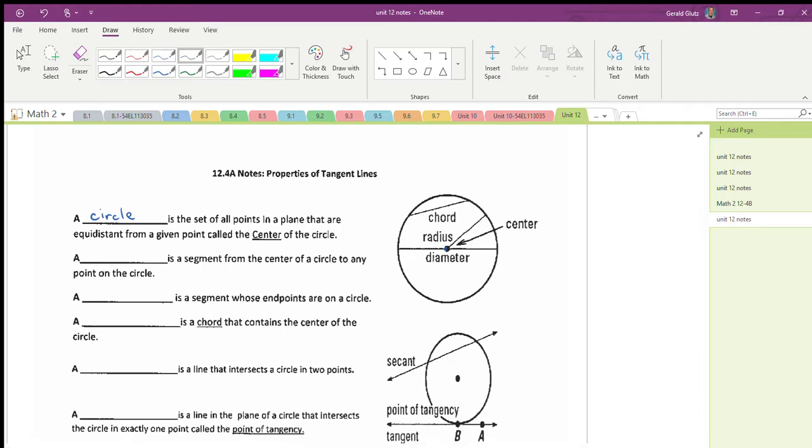The next word: a segment from the center of the circle to any point on the circle. From the center of the circle to any point is called a radius. A segment whose endpoints are on the circle, for example this right here, that would be a chord. A blank is a chord that contains the center. So if you have a chord with two endpoints on the circle and it goes through the middle, that would be called a diameter.